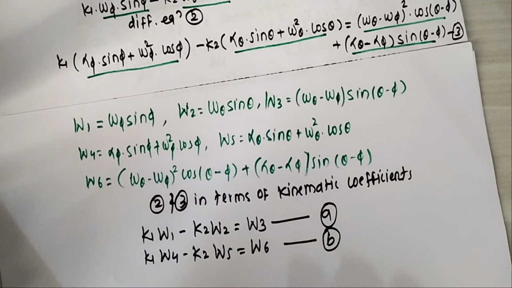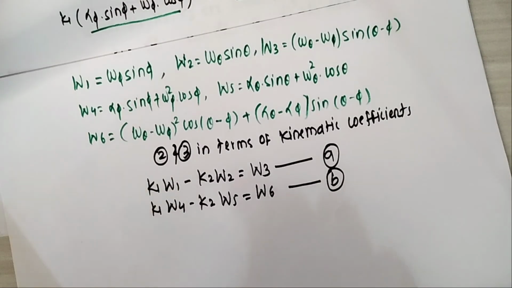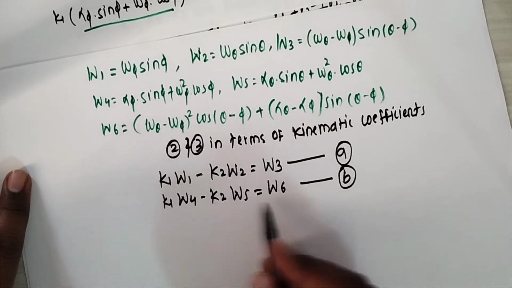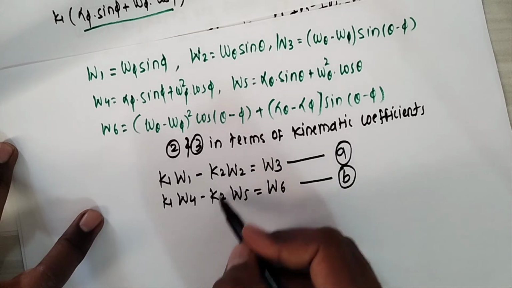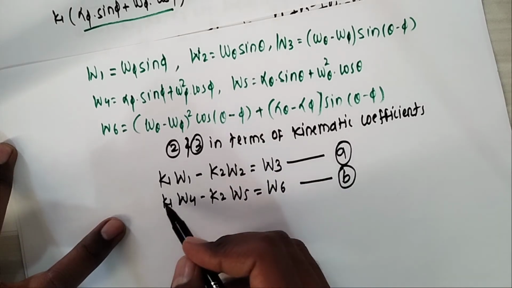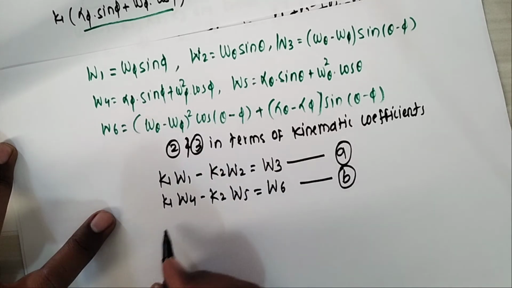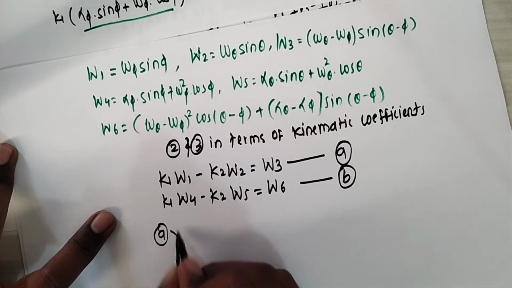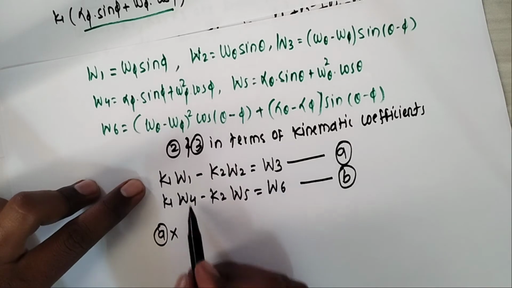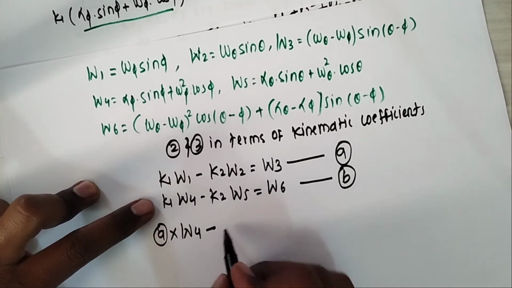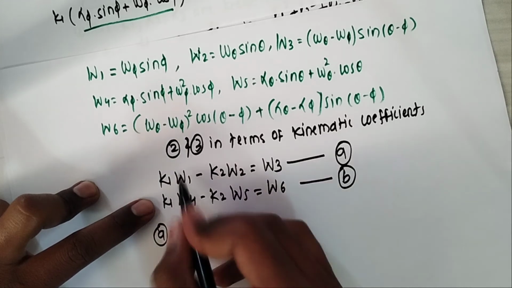Now in the previous session we discussed how to get k1 and k2 by solving these two, so I am writing it briefly. In order to get the k2 value, we need to cancel k1. So to get k2, cancel k1 by using equation A multiplied by w4, and subtract equation B multiplied by w1.